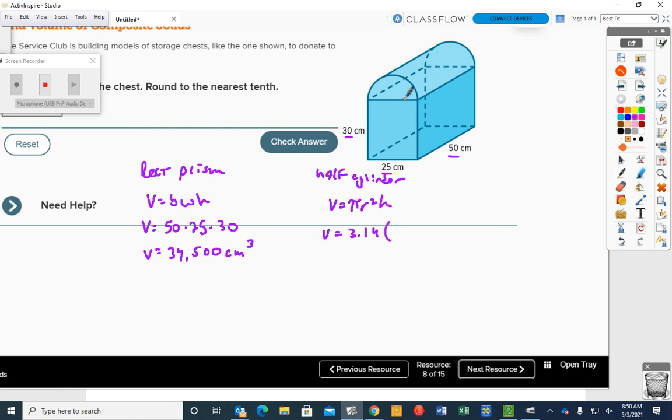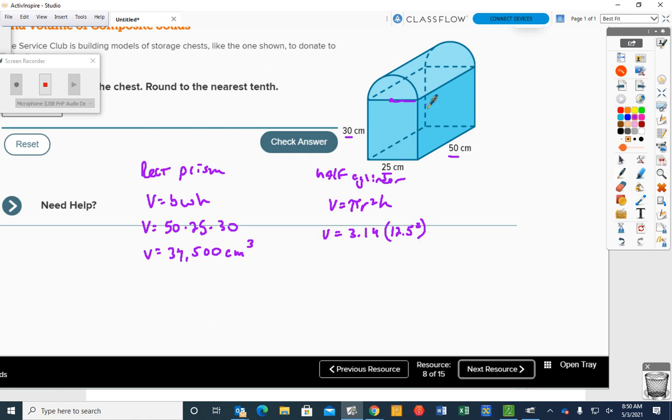Now, when I have the radius, think about this. The radius is going to be from here to the outside, right? Well, I only know that this is 25 and this is 25. So what's my radius going to be? 12.5. Okay, does everybody understand where that came from? Yes. Okay, now this cylinder is turned on its side.